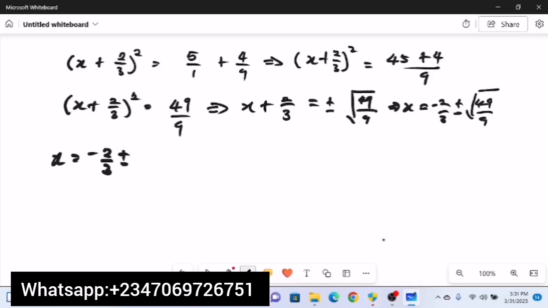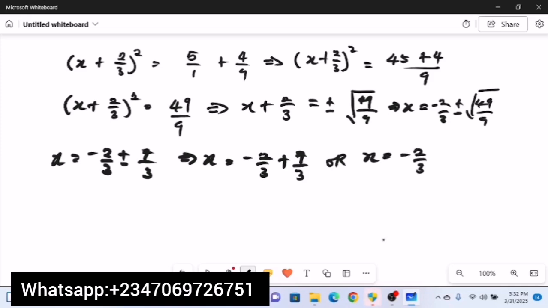The square root of 49 is 7, all over the square root of 9, that is 3. So this simply implies that the sign plus or minus means that x has two values. One lies on the positive, one lies on the negative. So let's start with the first: x is either negative 2 over 3, let's start with the positive, plus 7 all over 3, or x is equal to negative 2 all over 3, now the negative, minus 7 all over 3.